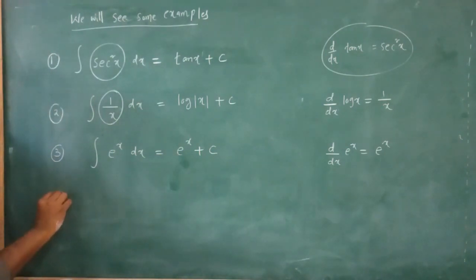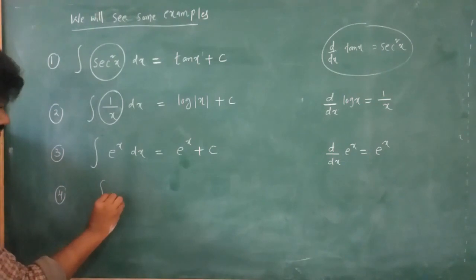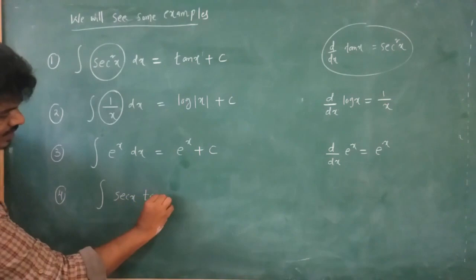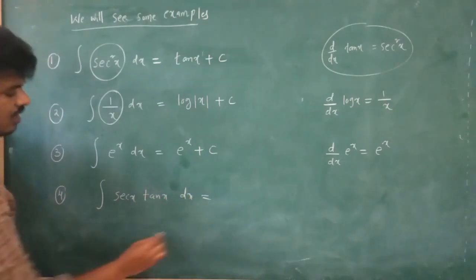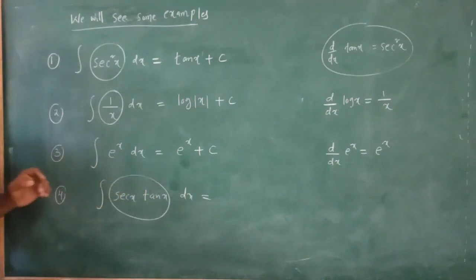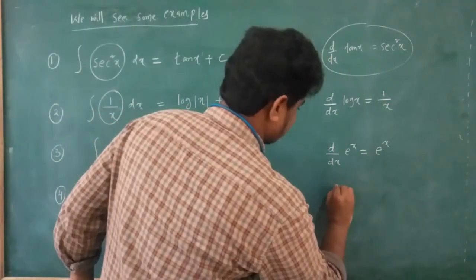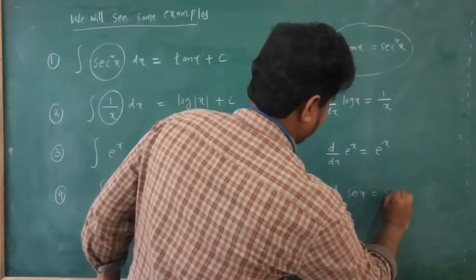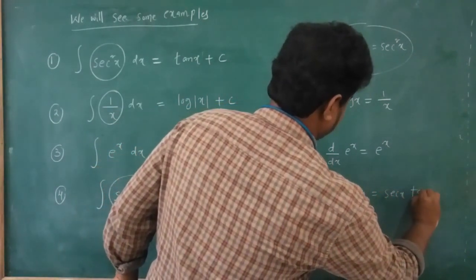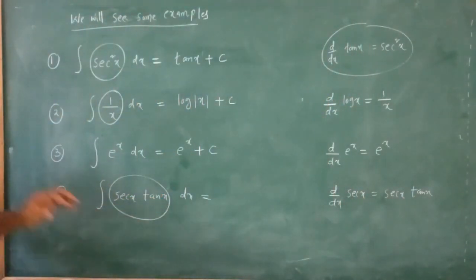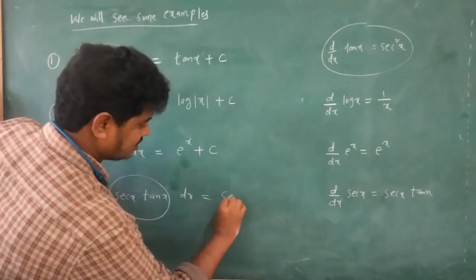Next, fourth one: what is the integral of secant x tan x dx? Already you know that the derivative of secant x is secant x tan x. So the integral of secant x tan x is secant x plus c.